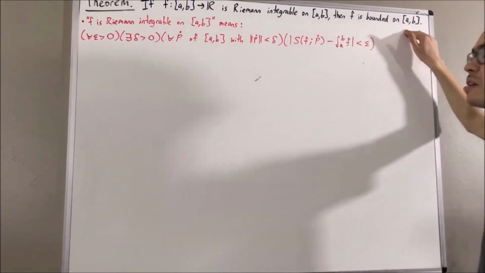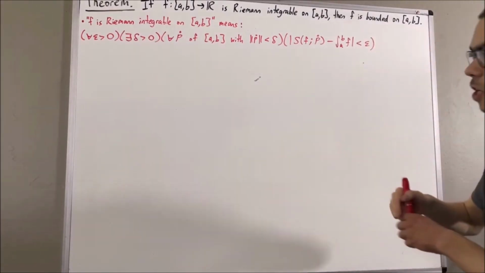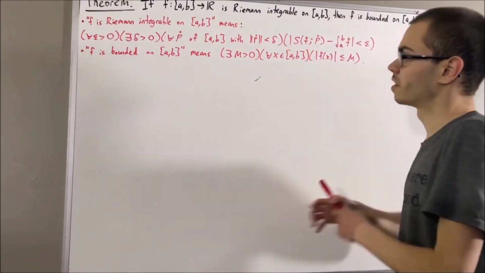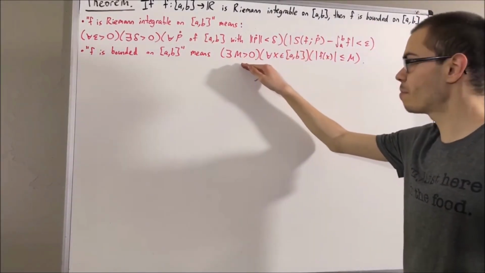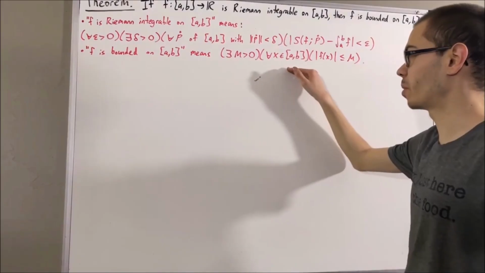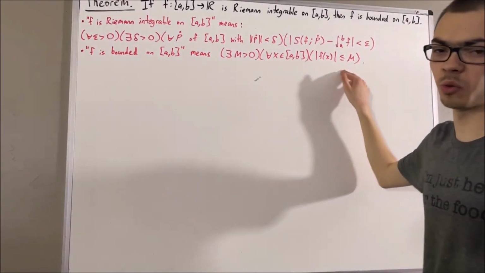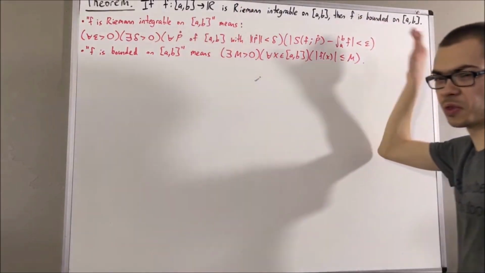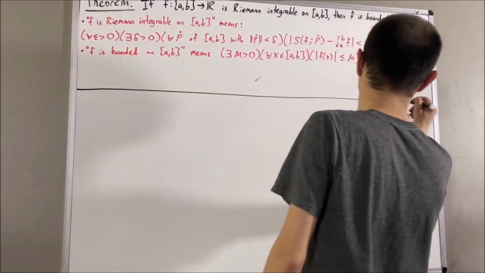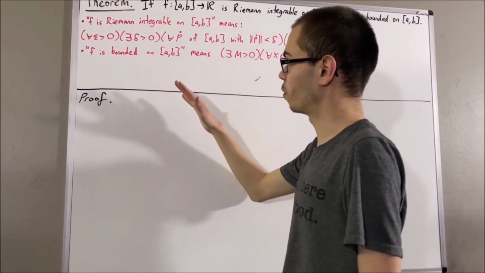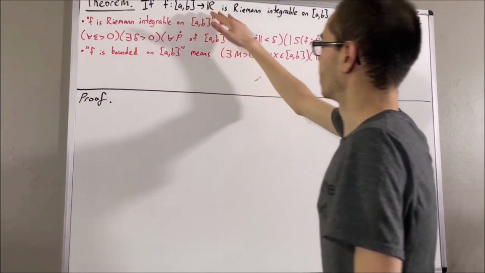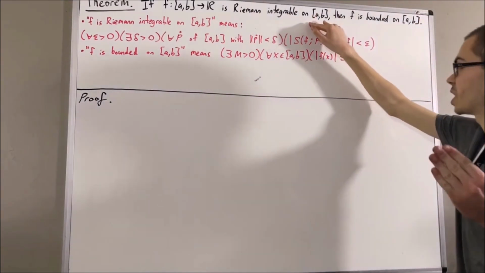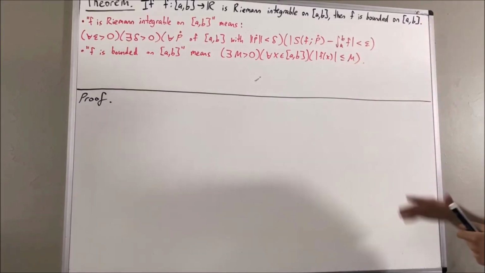Now, to say f is bounded on [a, b] means the following. It means there exists a positive real number M such that for all x in [a, b], the absolute value of f(x) is less than or equal to M. Okay, so now let's get into proving this theorem. Now to start with the proof, let's suppose f is a Riemann integrable function on [a, b], and we'll assume for a contradiction that f is not bounded on [a, b].